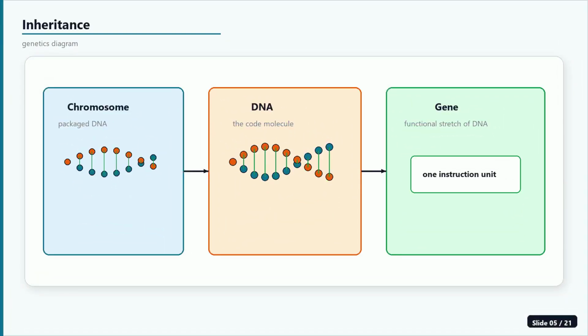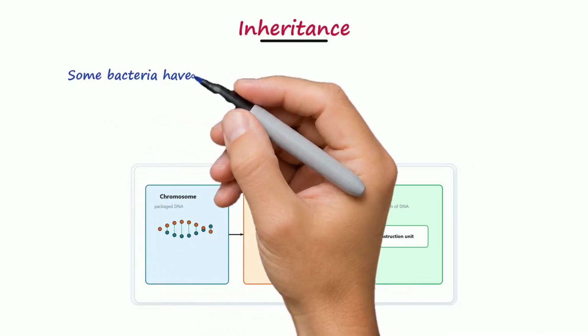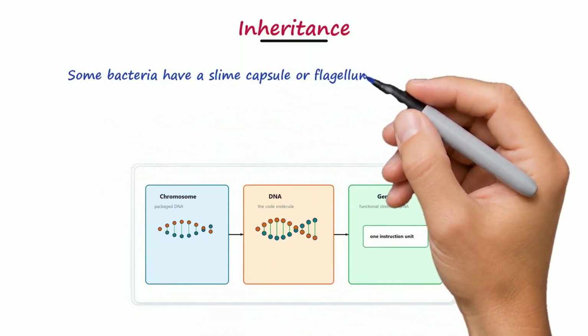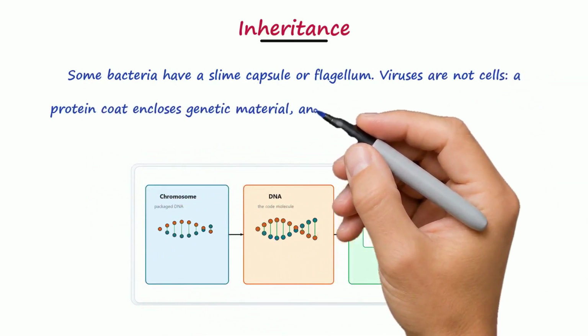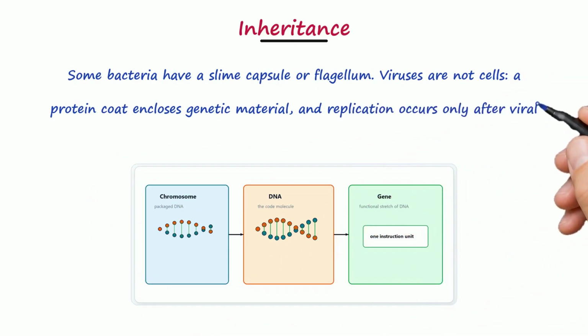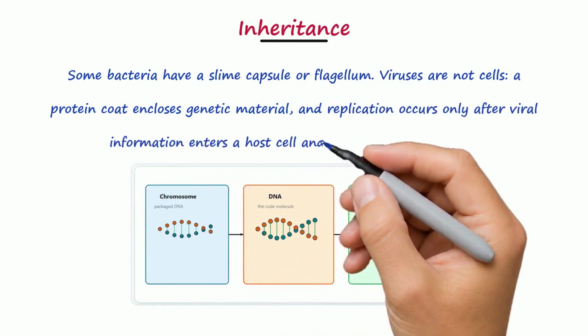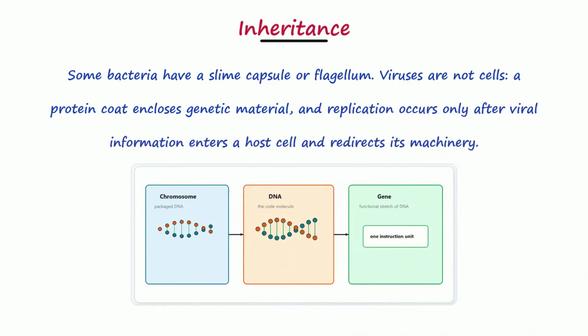Some bacteria have a slime capsule or flagellum. Viruses are not cells. A protein coat encloses genetic material, and replication occurs only after viral information enters a host cell and redirects its machinery.